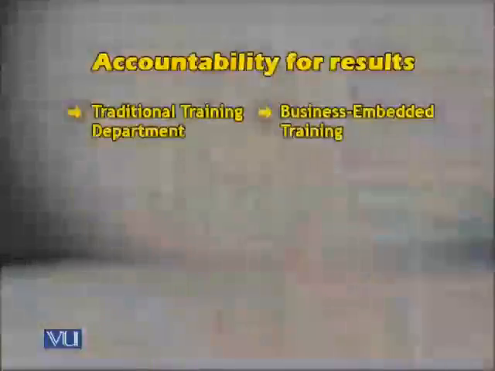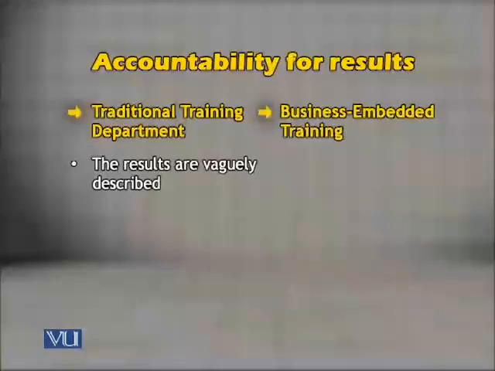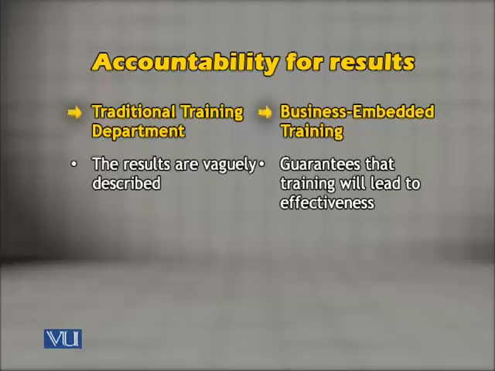And the last thing is that in a traditional training model, the training outcomes are vaguely described. Whereas in a business embedded training model, it guarantees that training will lead to effectiveness. So they are able to show that a particular type of training will lead to this level of effectiveness. So they are accountable for results. So these are the various differences of a traditional training model and a business embedded training model.